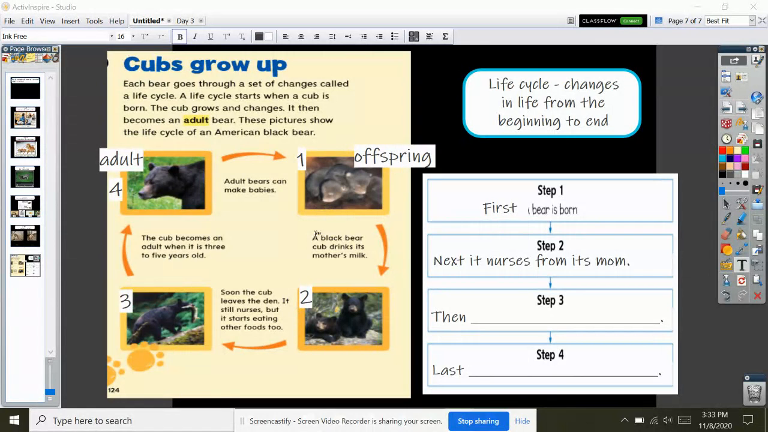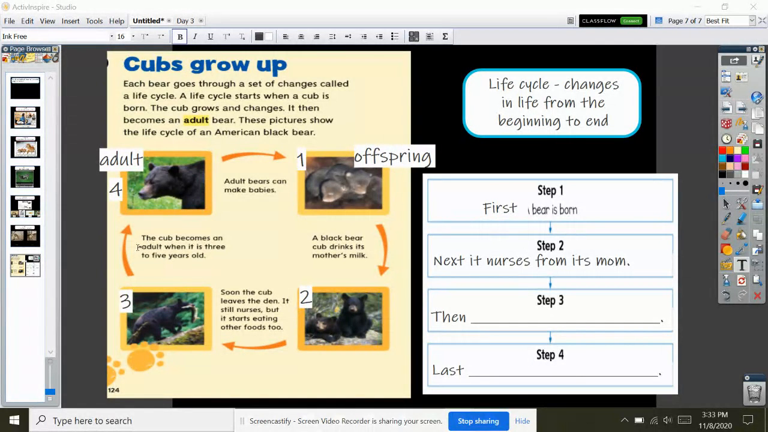A black bear cub drinks its mother's milk when it's born. Soon the cub can leave its den. It still nurses, but it starts eating other foods too. Remember, nursing means that a mom gives it its milk. But now it's starting to leave the den. It can still have milk from its mother, but it will start to get food by itself as well. See this bear eating the fish?